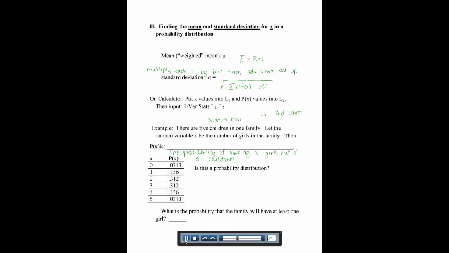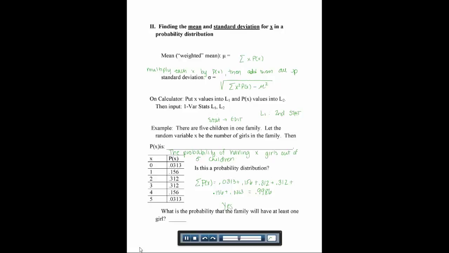Okay, so we've got our table here. It's given to us. It says, is this a probability distribution? So first we would look and see, are they all between 0 and 1? And they are. And then we would add up all the p of x values. So we'd take 0.0313 plus 0.156 plus 0.312 plus 0.312 plus 0.156 plus 0.0313. When we add it up, we get 0.9986. And this is where there was some rounding. But since it's more than 0.99, we would say, yes, this is close enough. So, yes, this would be a probability distribution.